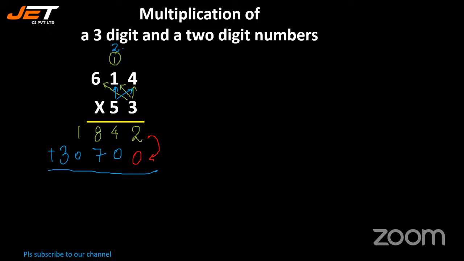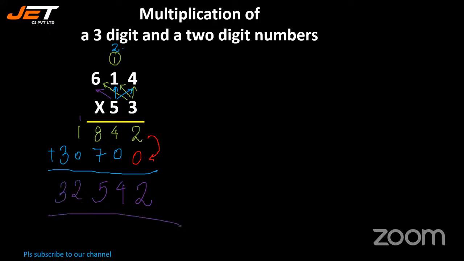5 times 4 is 20. 2 here, 0 here. 5 times 1 is 5 plus 2, 7. 5 times 6 is 30. Yeah, 5 times 6 is 30. So I have written that. 2 plus 0 is 2. 4 plus 0 is 4. 8 plus 7 is 15. 1 here, 5 here. 1 plus 1 is 2 and 3 here.